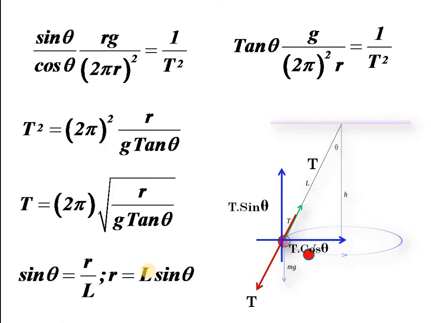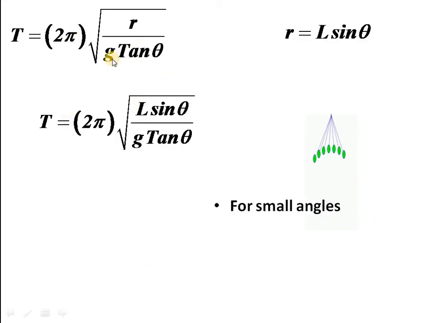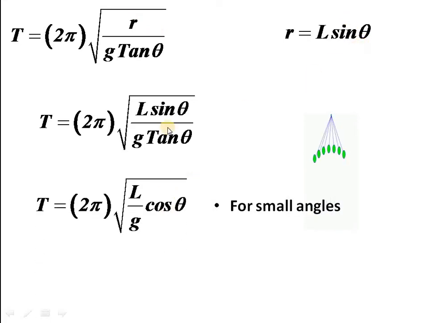Okay, now you can remove the small r part. So we get the period equals 2 pi L sin theta by g tan theta. We remove the small r from here by substituting r equal to L sin theta. So obviously this will reduce now to 2 pi into root of L by g cos theta.